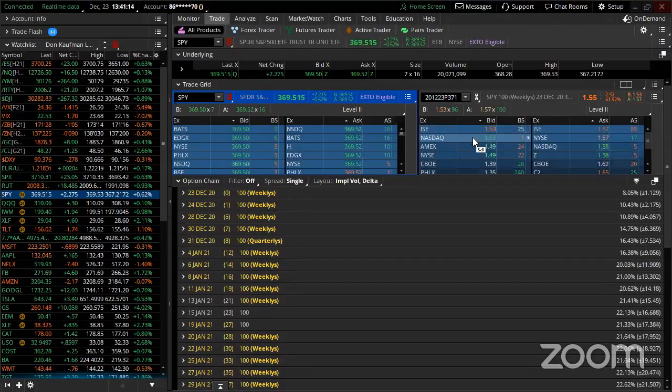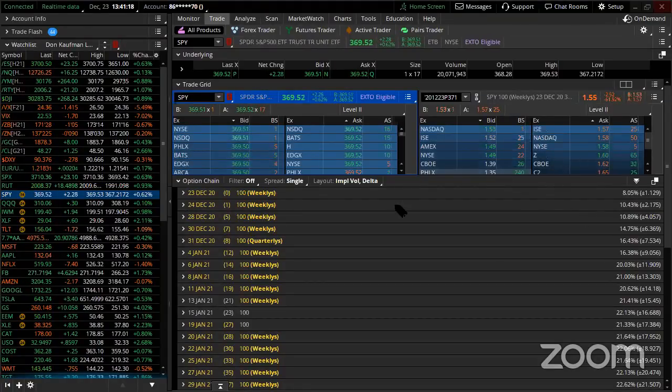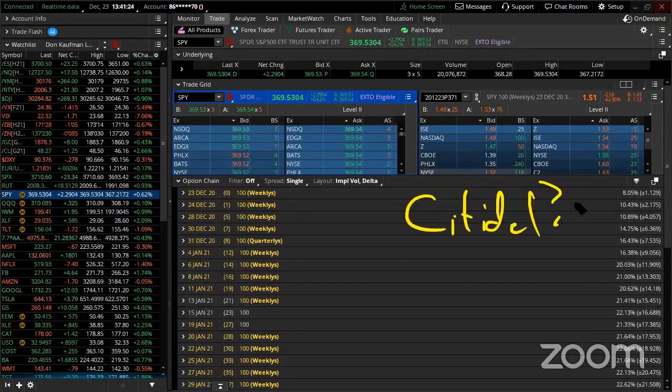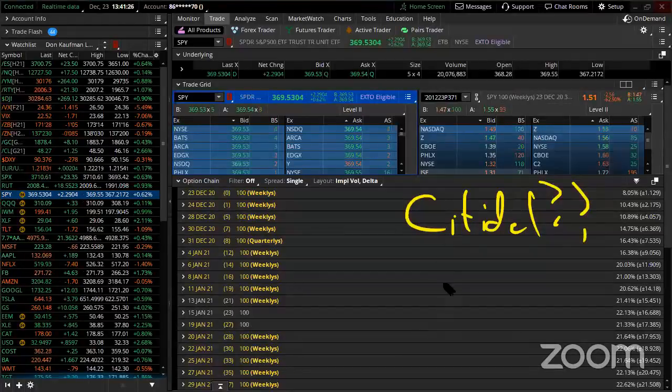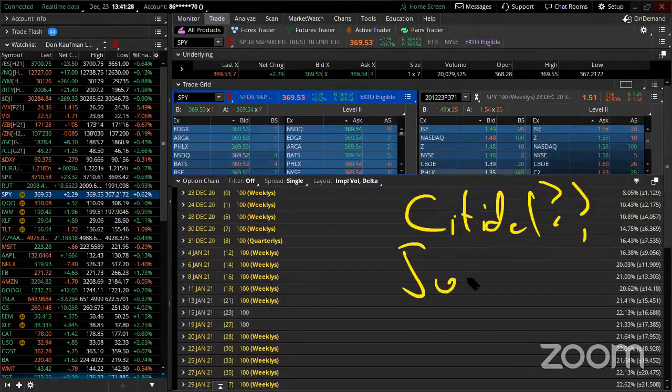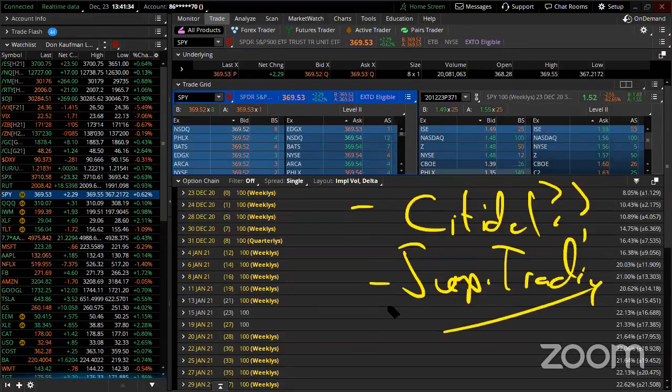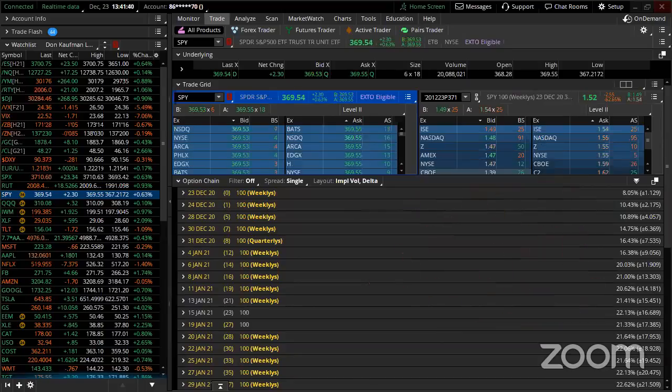Okay. When you see individual exchanges, I'll tell you what you don't see. Okay. You know what you don't see? Does one of these exchanges say Citadel? Okay. Does it? Does one of these say, okay, Jump Trading? Anybody ever heard of these firms? Citadel, Jump Trading? Does anybody see that on here? No, they don't.